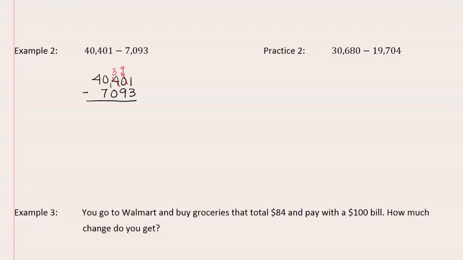So when I borrow from 10, I have a 9, and add that 10 to the 1 to give me 11. So now I have 11 minus 3 is 8. 9 minus 9 is 0. 3 minus 0 is 3. 0 minus 7. Again, I don't have enough, so I'll borrow. My 4 will become a 3. My 0 becomes a 10. And now I have 10 minus 7 is 3. Nothing to subtract from that 3, so I just bring it down. So 33,308. Okay, pause again and do practice 2 on your own.